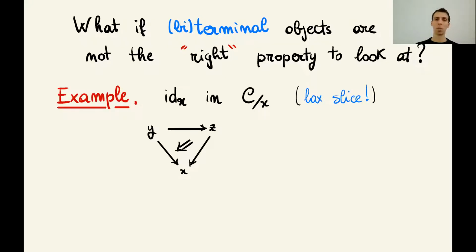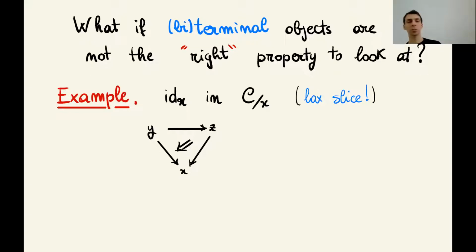Well, let's try to play with an example. The archetypical, prototypical example of a category with terminal object is the slice category over an object. And this should be true also in the two-categorical case. So C here is a two-category, X is an object of C. We have a lax slice, right?